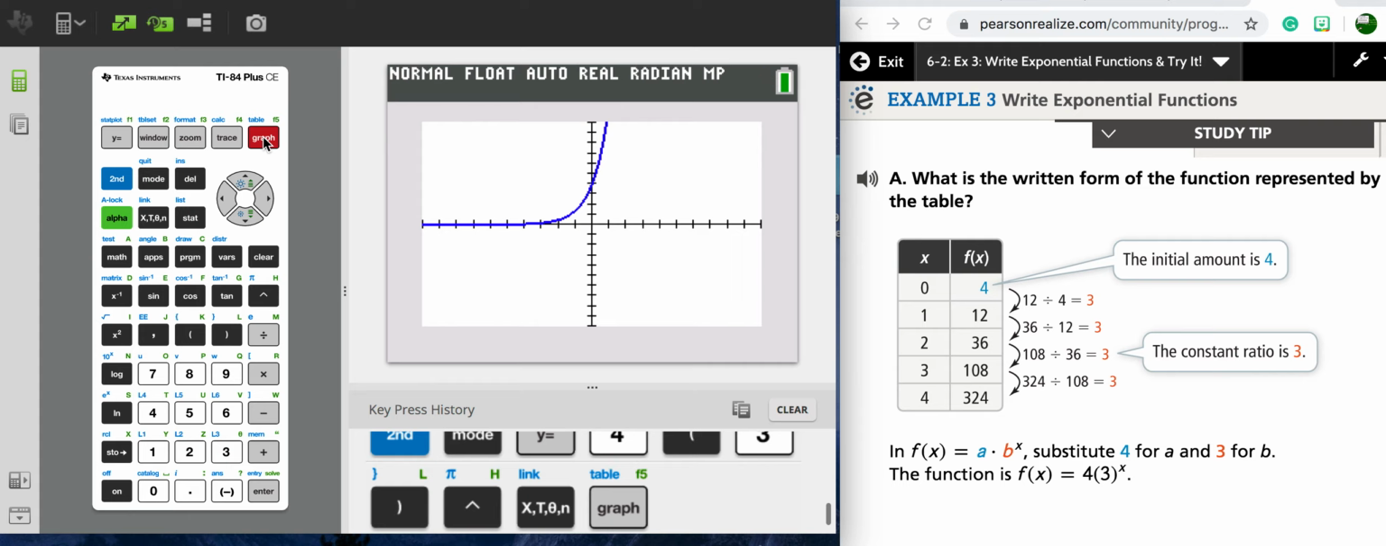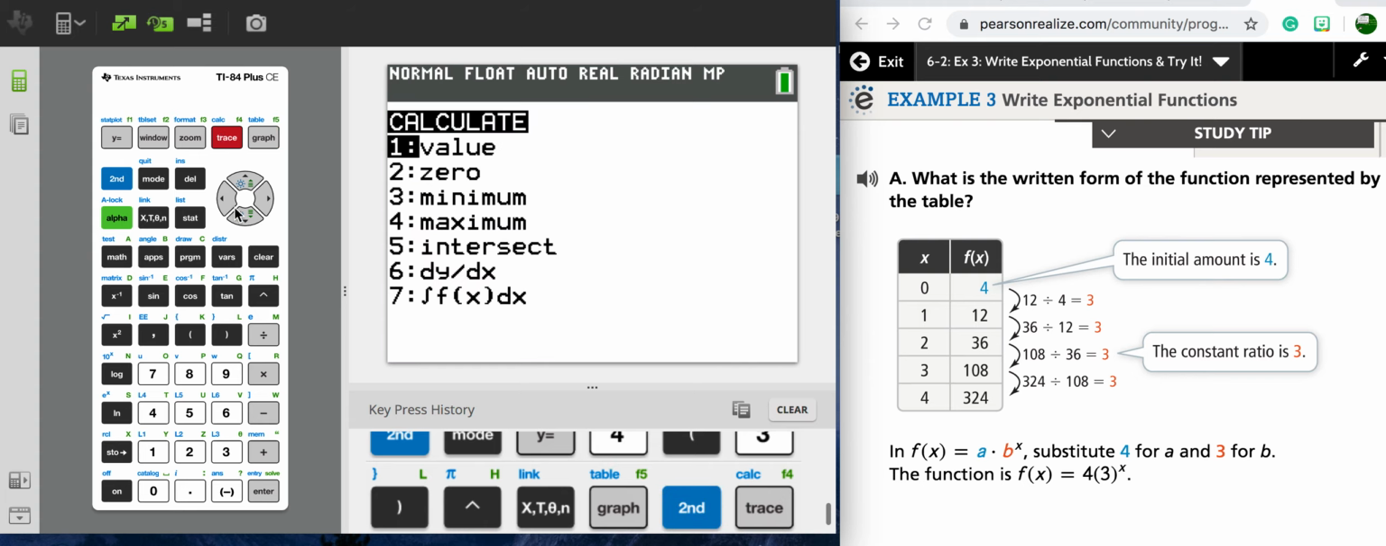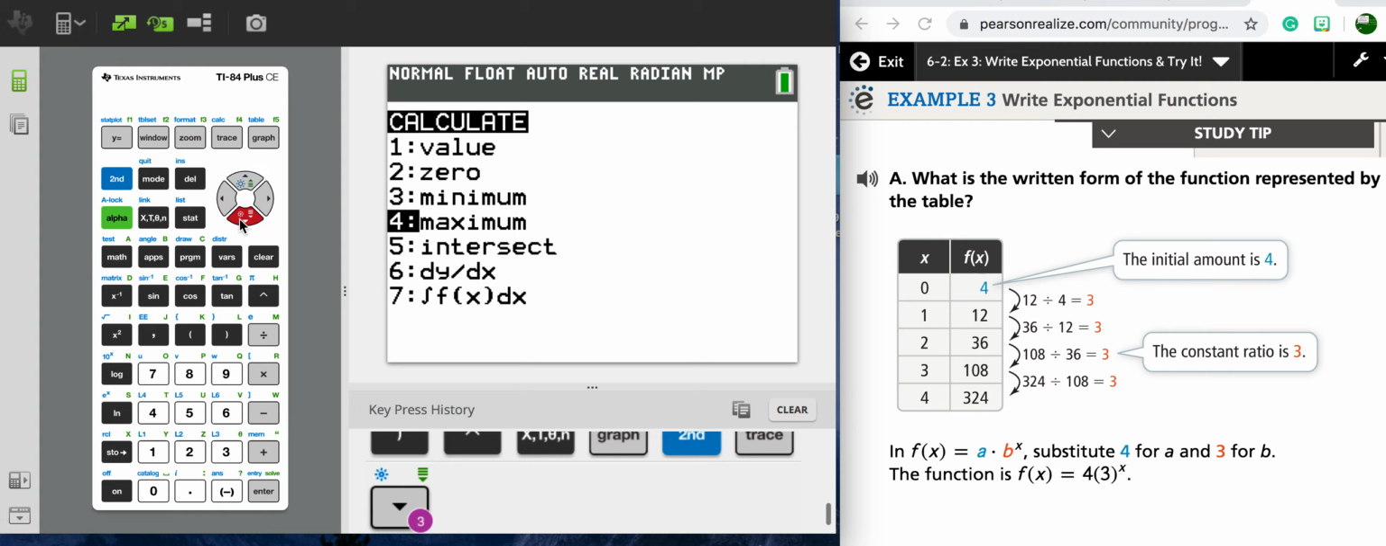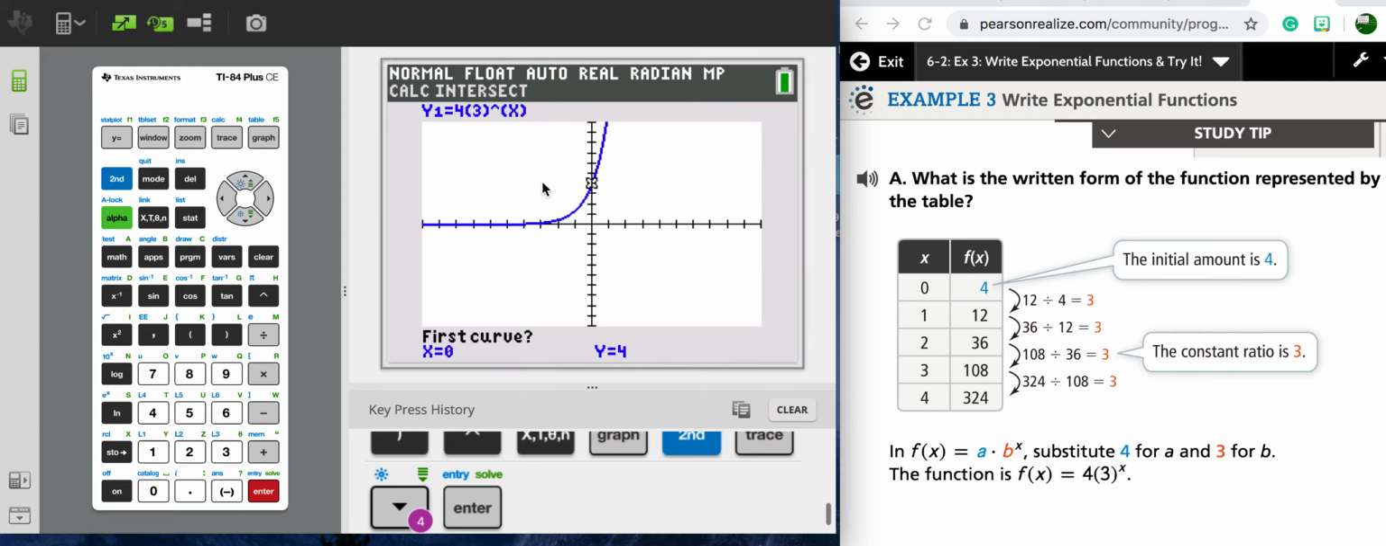Again, to graph this, you press graph on top, and we see the graph now, the exponential function. Now, if you'd like to see the equation, we go to second, calc, and see the intersection, number 5, enter, and it gives us the intersection here, which is the initial amount. The initial amount starts at 4 here, 0, 4. So x is 0 and y is 4.